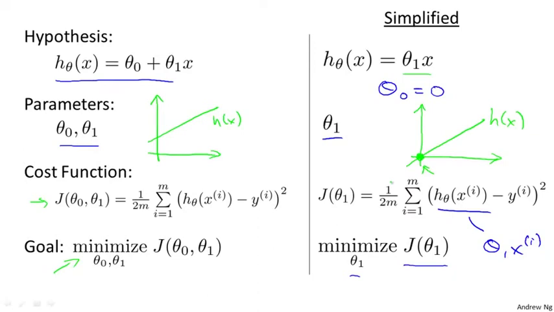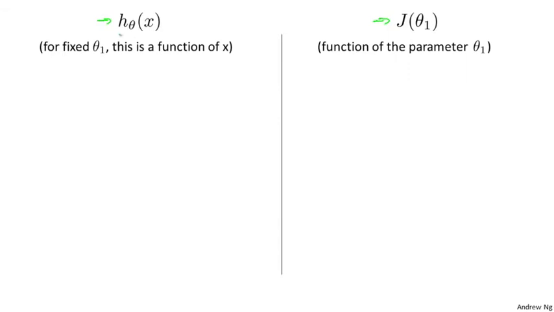Using the simplified definition of a hypothesis and cost function, let's try to understand the cost function concept better. It turns out there are two key functions we want to understand. The first is the hypothesis function, and the second is the cost function. Notice that the hypothesis h of x, for a fixed value of theta 1, is a function of x. So the hypothesis is a function of the size of the house x. In contrast, the cost function J is a function of the parameter theta 1, which controls the slope of your straight line. Let's plot these functions and try to understand them both better.